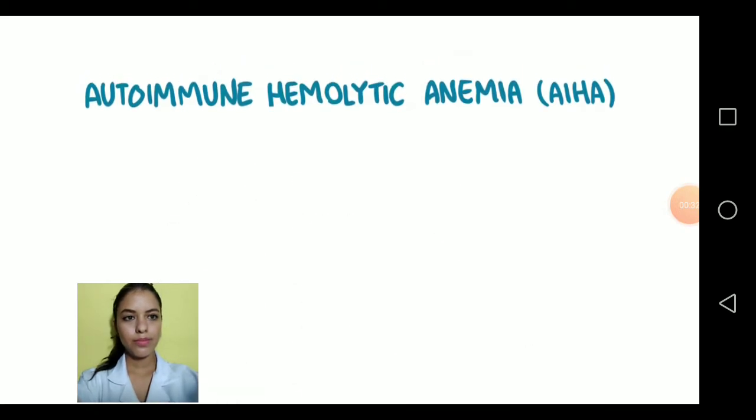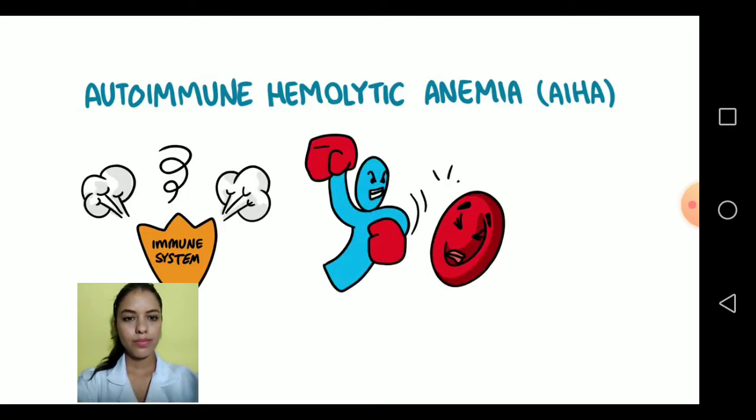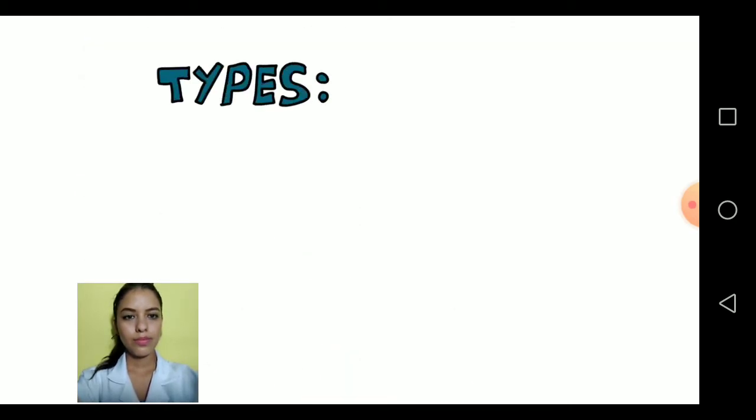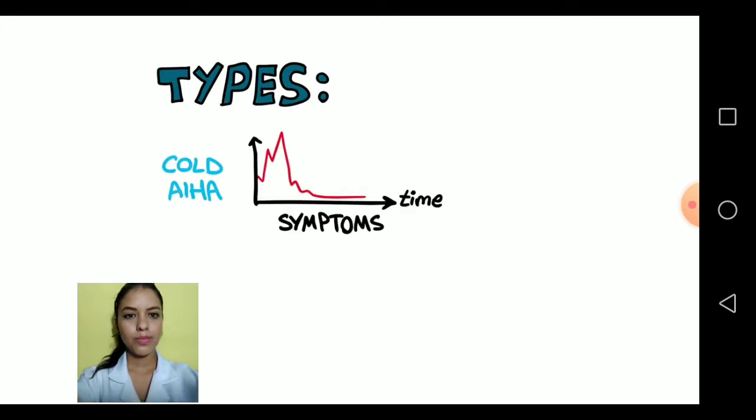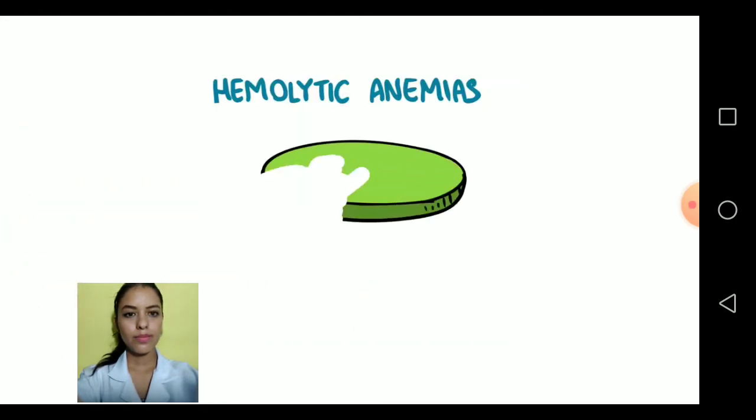Autoimmune hemolytic anemia is a condition in which a person's immune system goes haywire and produces substances called autoantibodies that destroy their own red blood cells. There are two types: cold autoimmune hemolytic anemia, in which symptoms typically appear abruptly and resolve after some time, and warm autoimmune hemolytic anemia, which may develop gradually and persist for years. It accounts for approximately 5% of all cases of hemolytic anemias.